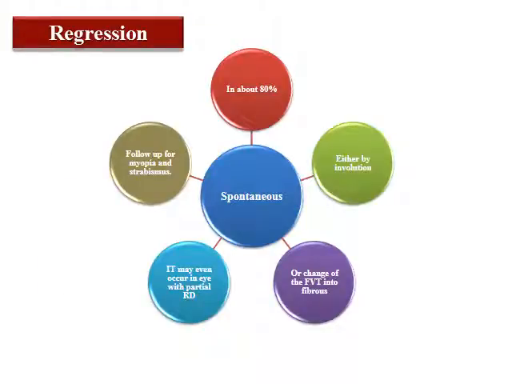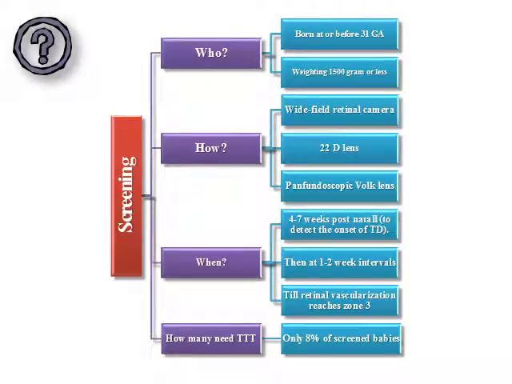Regression. Fortunately, it occurs spontaneously in about 80%, either by involution or changes of fibrovascular tissue. It may even occur in eyes with partial retinal detachment. Why should we follow up these patients? Because of the incidence of myopia and strabismus.